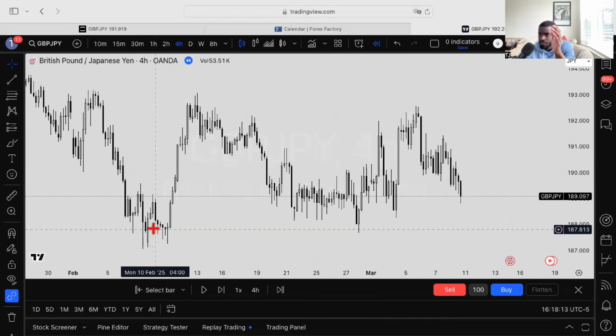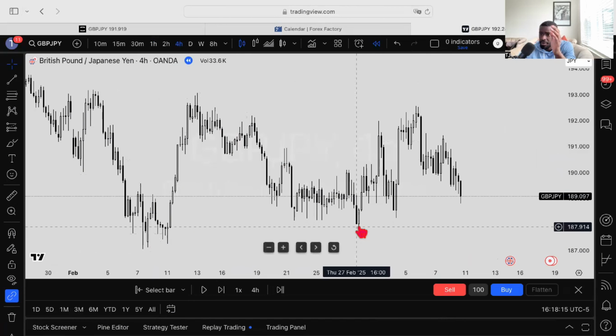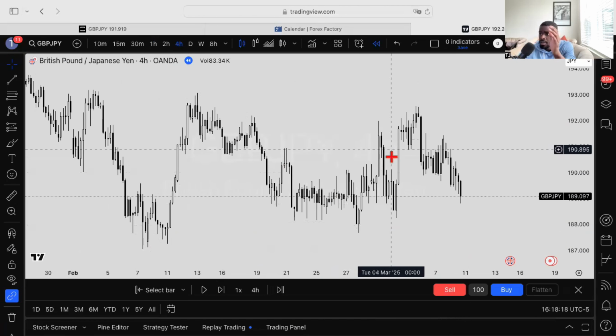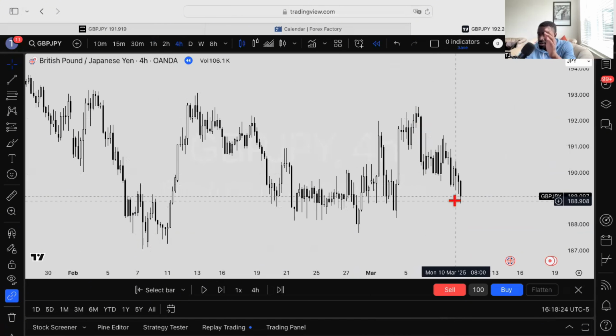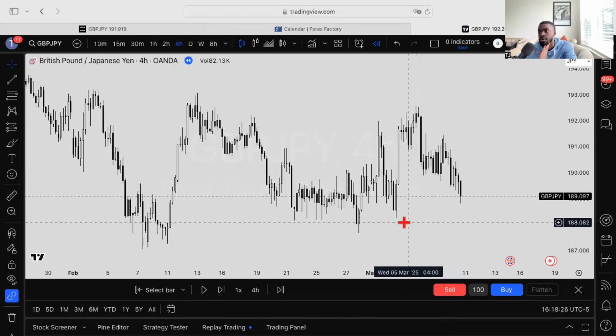This was February, right? Price retraced all the way down, came back and made a higher low right here. Came back down, went up, came back down, made another higher low, went back up, came back down. And this is where price is at currently, right? So if I wanted to, I could draw a trend line here.